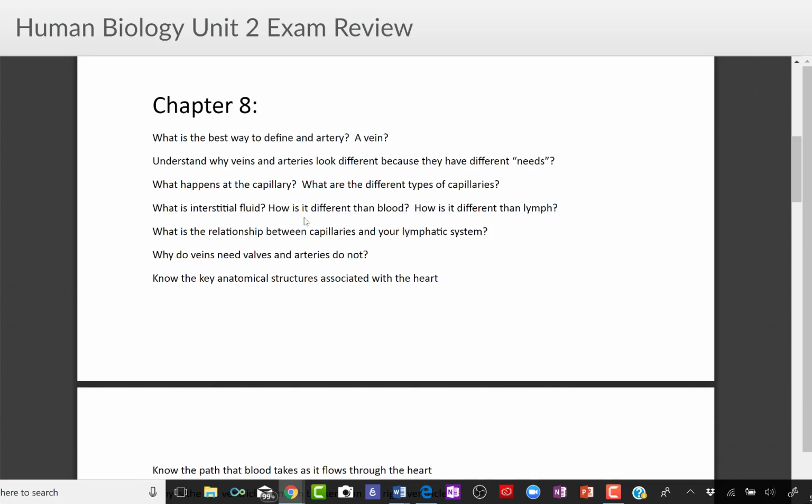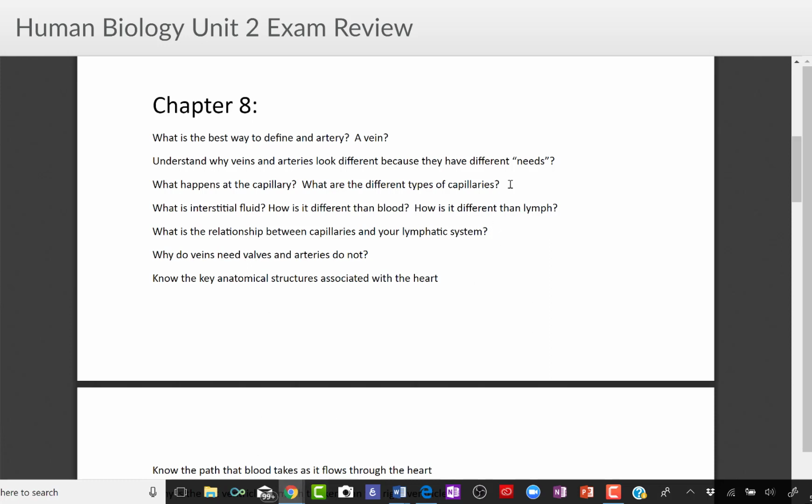What happens at the capillary, and what are the different types of capillaries? Arteries carry blood away from the heart, veins carry it back. Capillaries are where diffusion occurs. That's where nutrients go from the blood out into the cells, where waste products go from the cells to the blood, and where oxygen and carbon dioxide are swapped. Arteries carry blood to the capillaries, veins carry it back, but the capillaries are where most of the work is done.